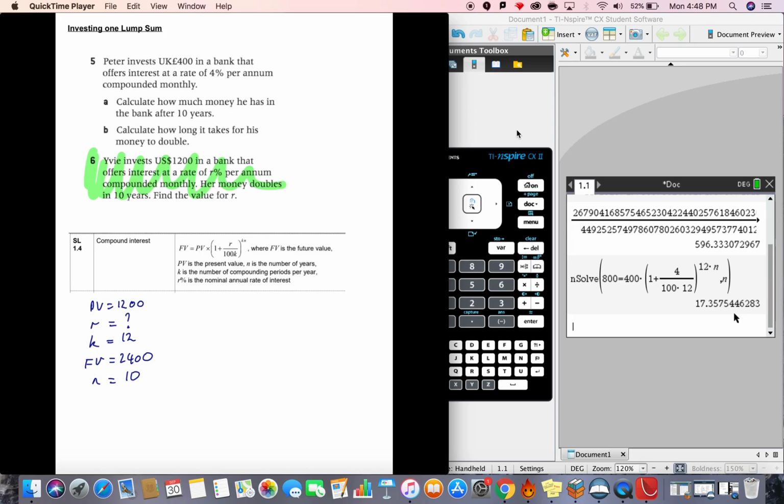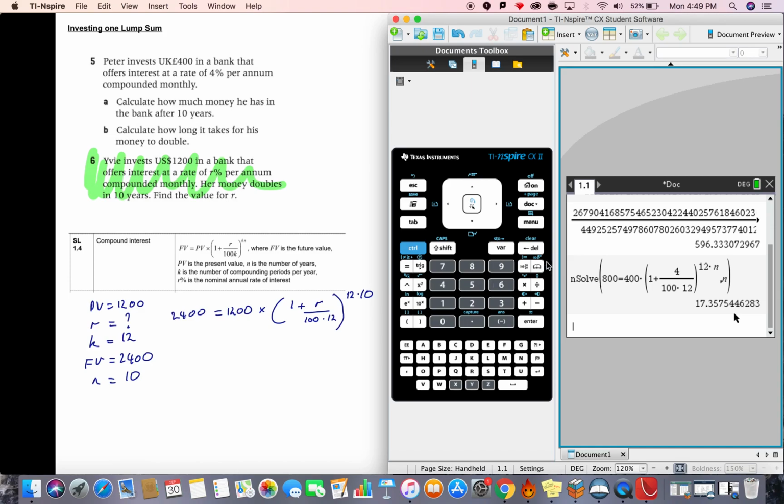So we've got the compound interest formula again. We're going to use that, so let's substitute the numbers in. Brackets, this is 1 plus R, we don't know what R is, over 100 times K, and then this is K, which is 12 compounding periods times 10 years. So we've basically got to solve that equation. Let's reach for our calculator and try n-solve.